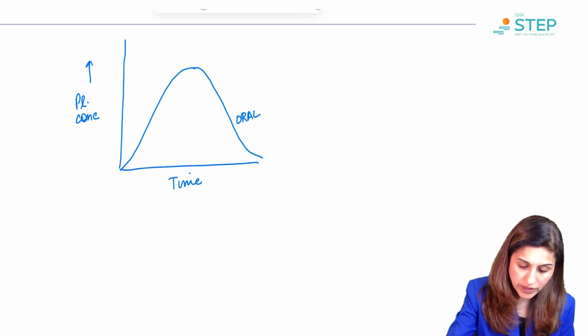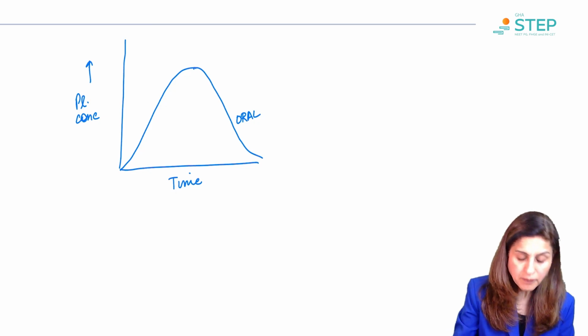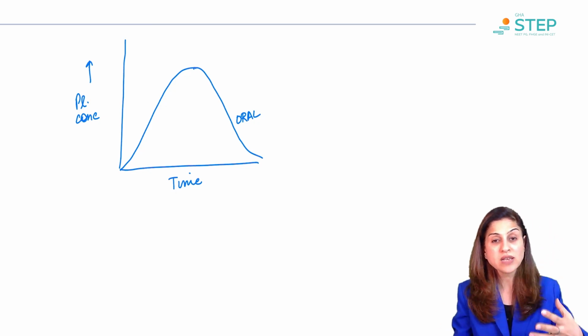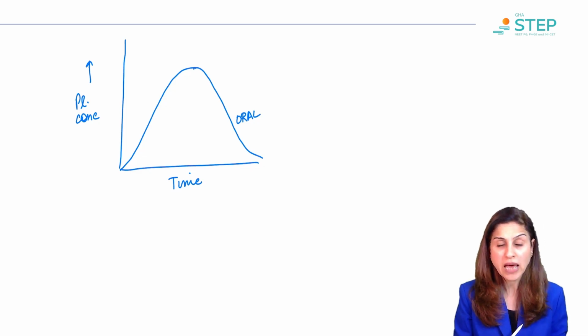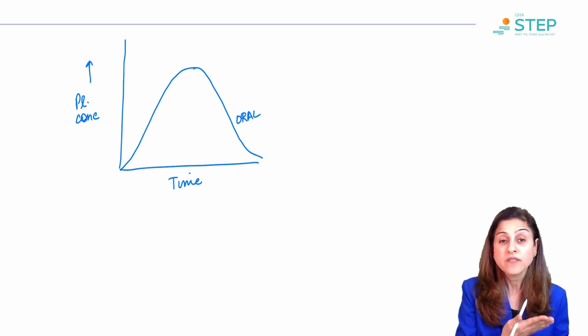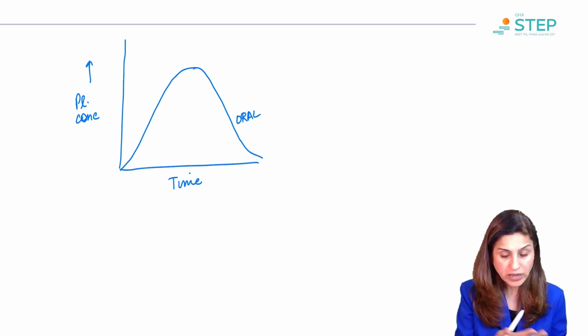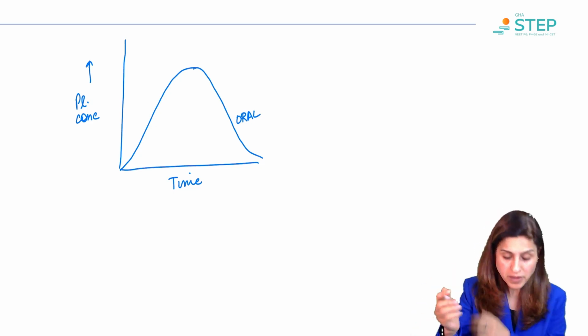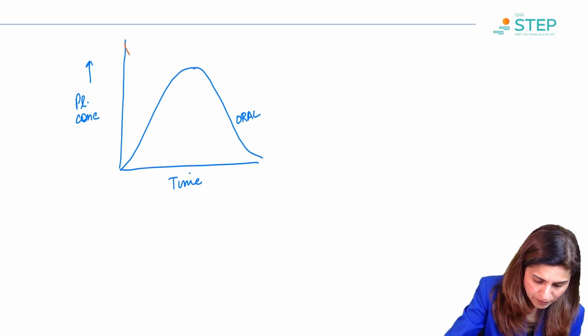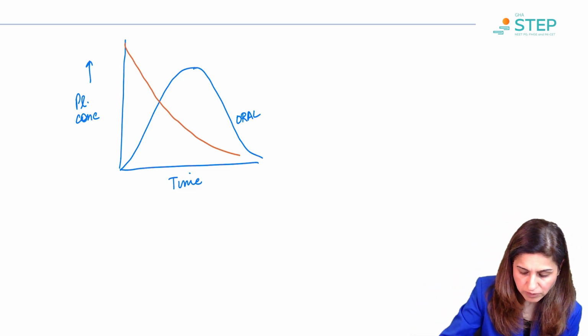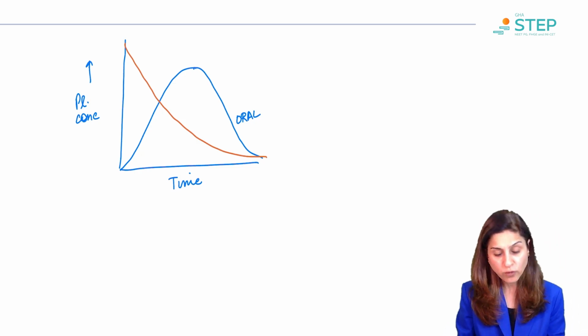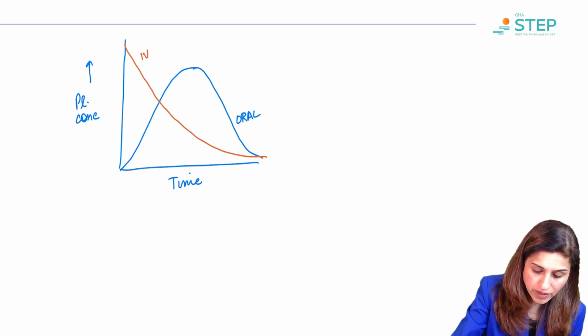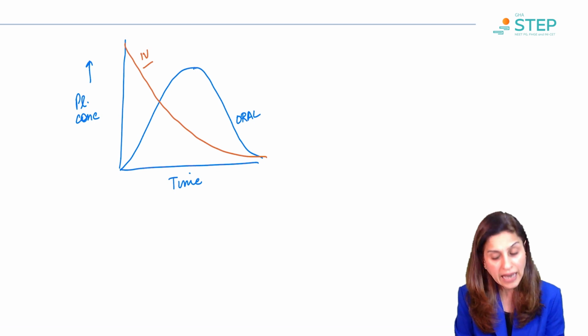Secondly, we give the drug by the intravenous route. As soon as you give the drug by the intravenous route, what happens? You're giving it directly into the veins, directly into the systemic circulation. It doesn't need to get absorbed, so it achieves the plasma concentration immediately. The graph will be somewhat like this. This is the same drug, but given by the IV route.